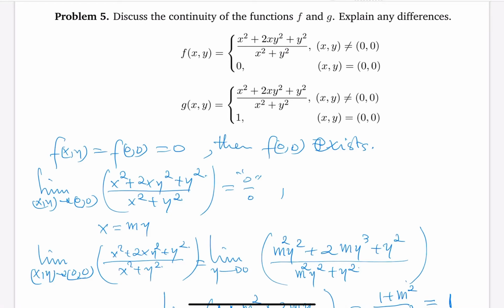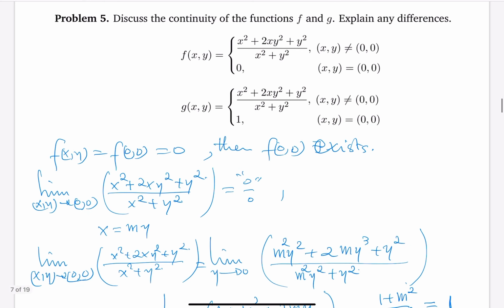Okay, class. Last time I paused from 1 to 4. You can check it out. Let's do question number 5. So number 5 is this. The question was: discuss the continuity of the functions f and g and explain any difference.